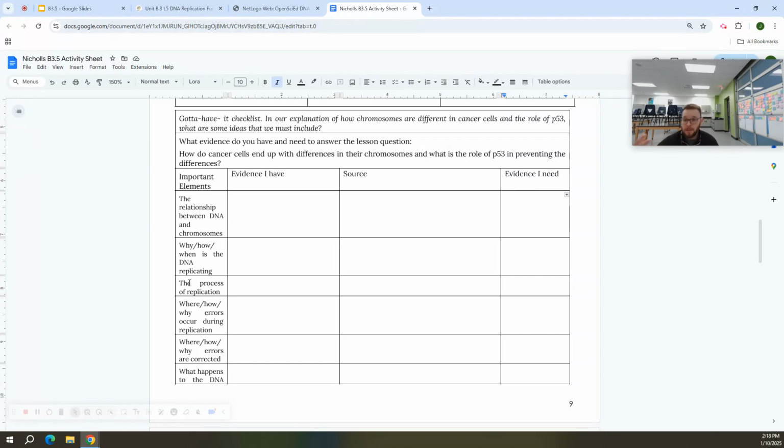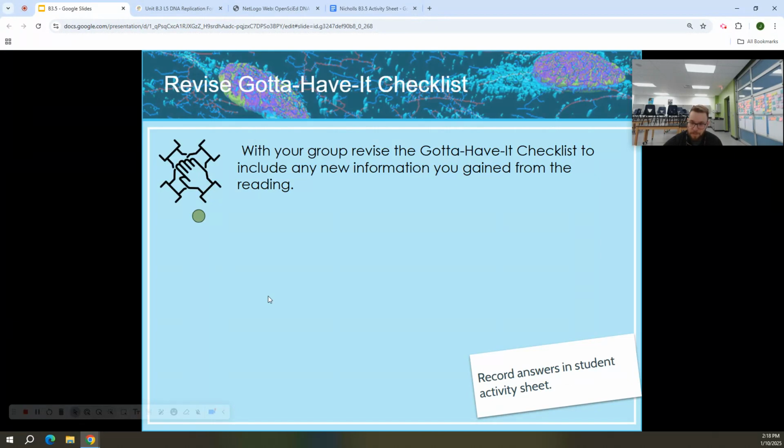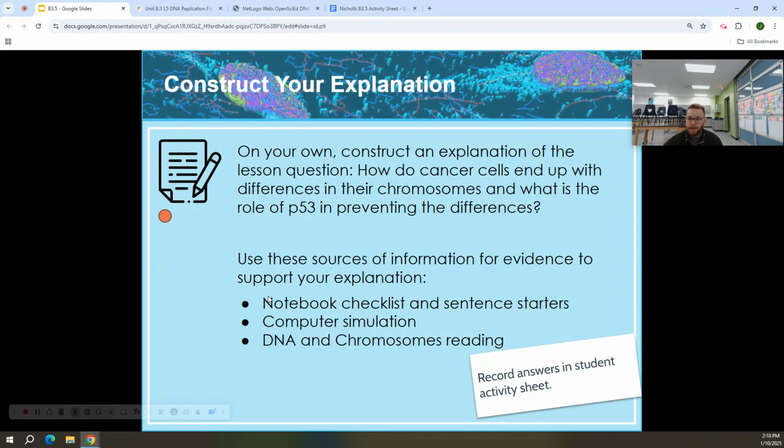Just so I can still see that you did record the evidence you needed, but the highlighted yellow means that I've got that evidence now. I don't need it any longer. Okay. Cool. All right.